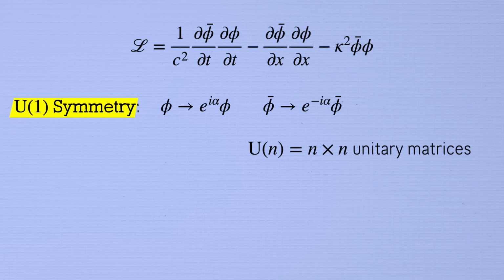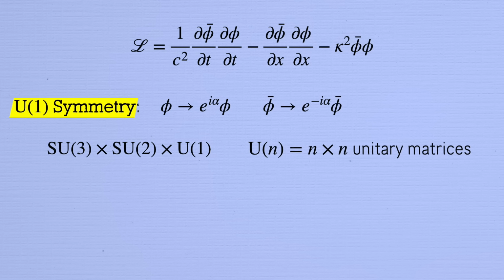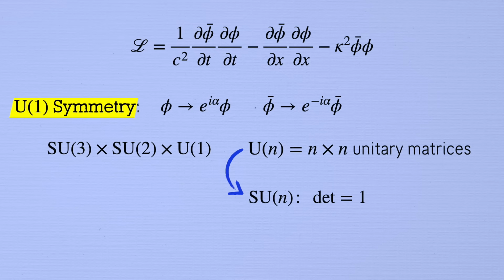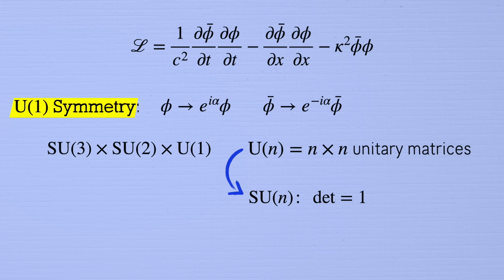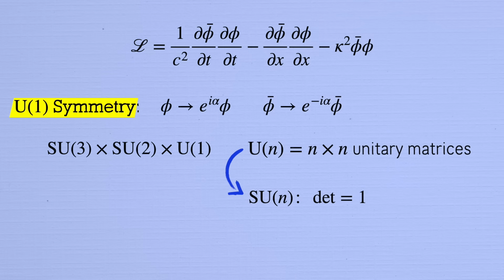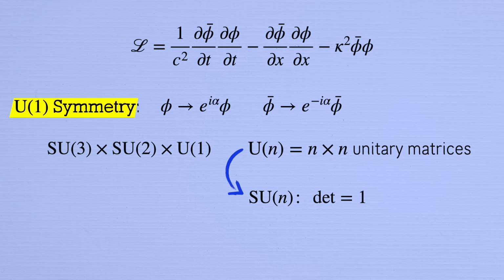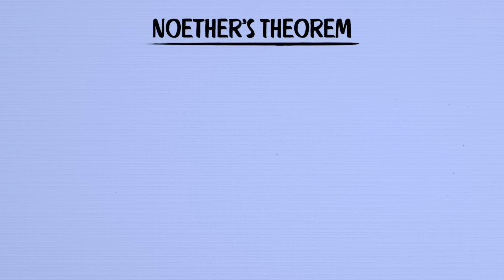The other symbols in the standard model symmetry group, SU3 and SU2, stand for similar, larger symmetries with n equals 2 and n equals 3. The S just means that in addition to being unitary, these rotation matrices are required to have determinant equal to 1. But we'll focus on understanding this U1 symmetry for this video. Now that we've identified it, we want to see how it leads to a conservation law by Noether's theorem.